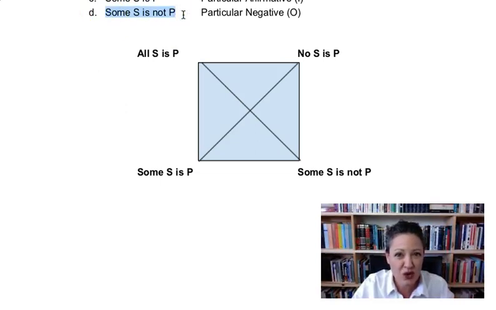And the one that's left is some S is not P. This is the O. This is the O corner, and that's down here. Some S is not P. And this is called a particular negative. At least one apple is not red. Some apple is not red. Okay, so this is a particular negative. Some is not. And this is called an O.